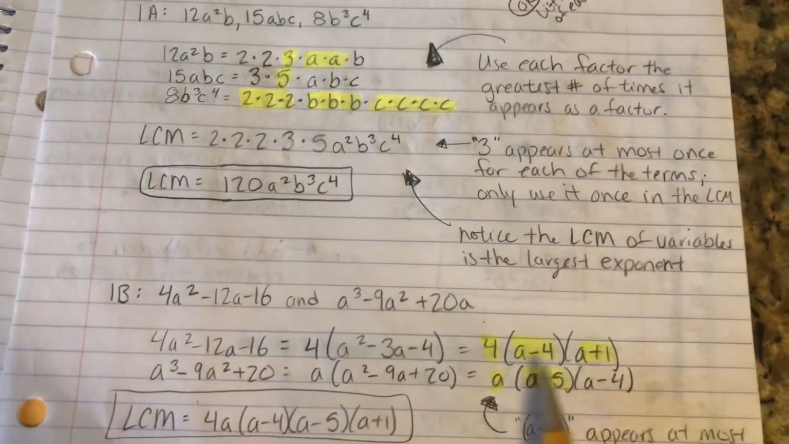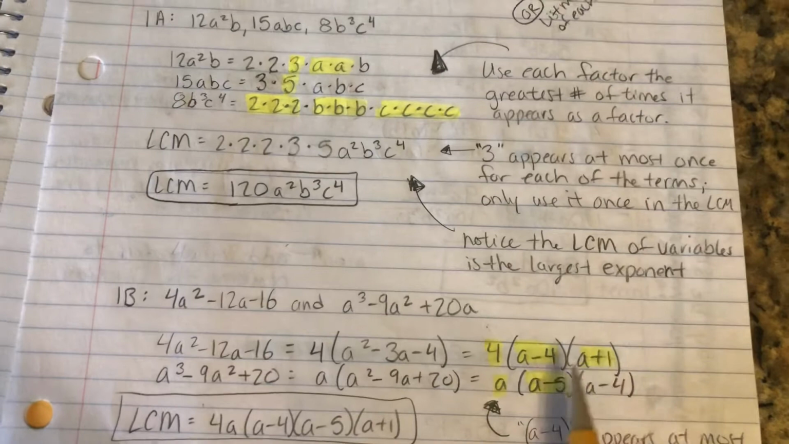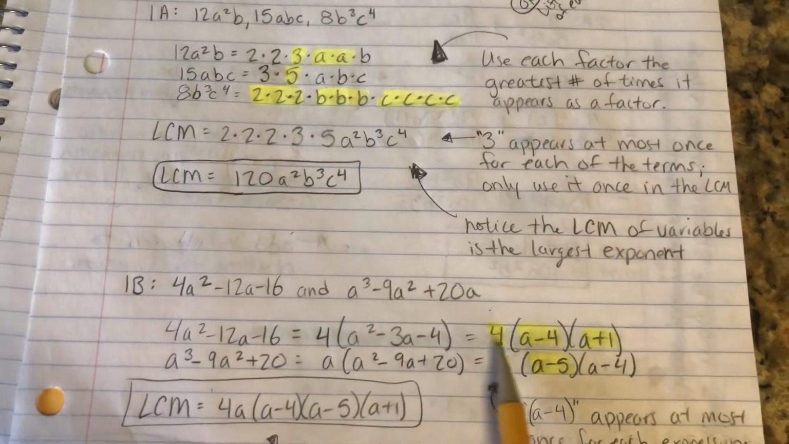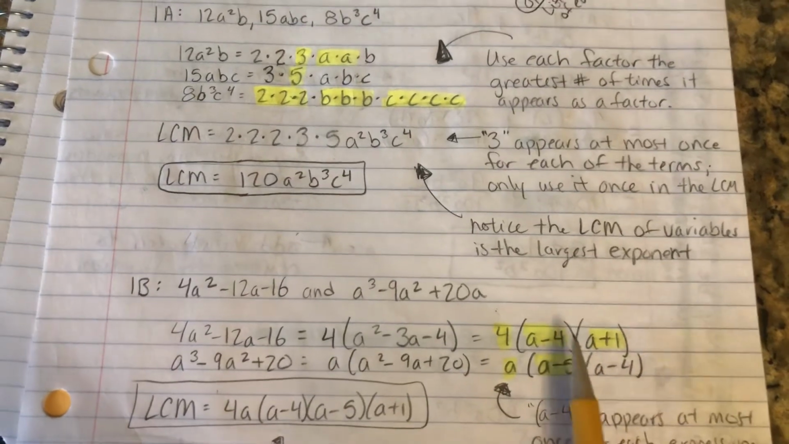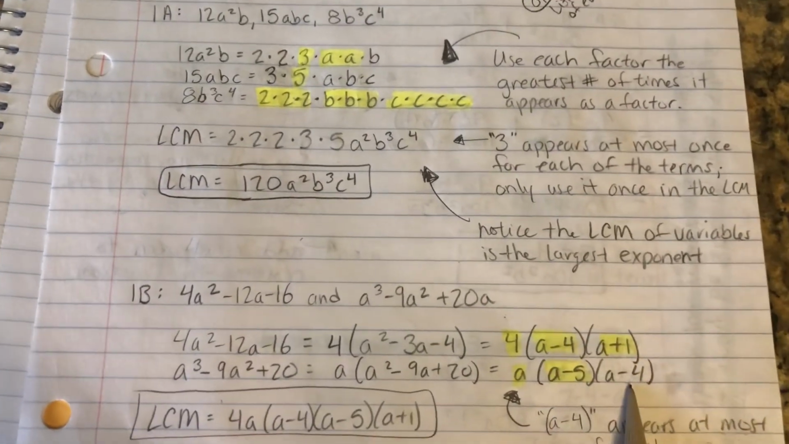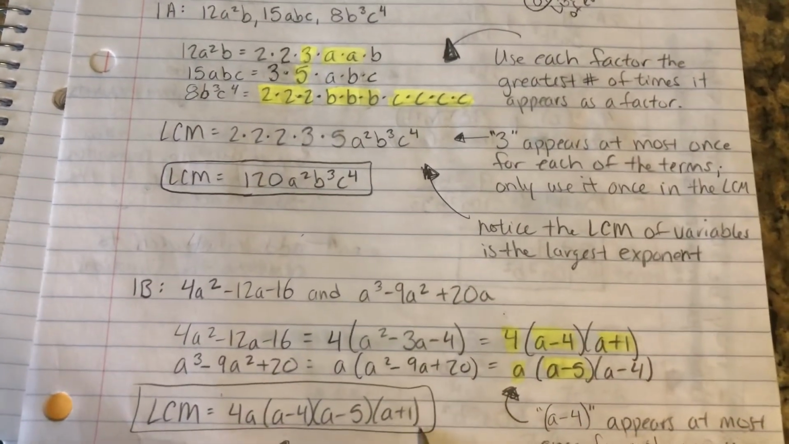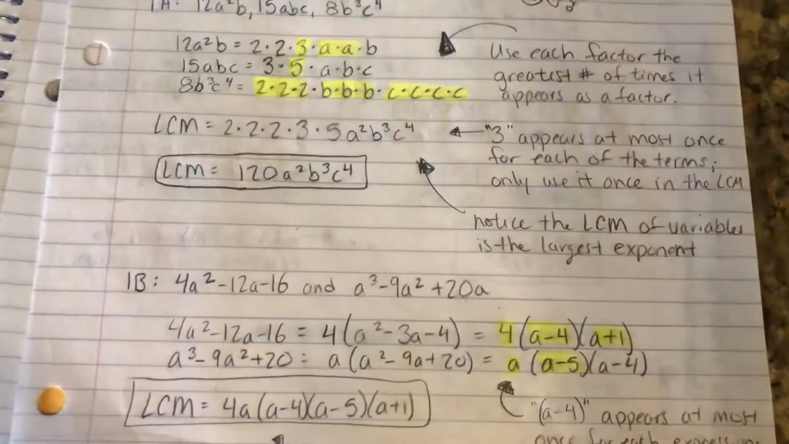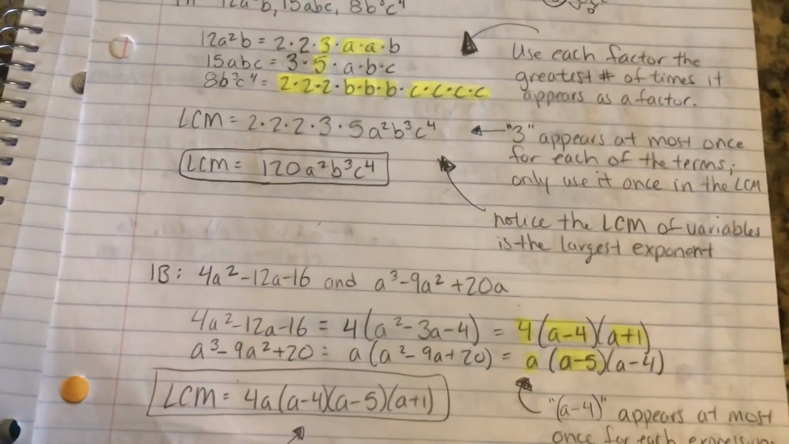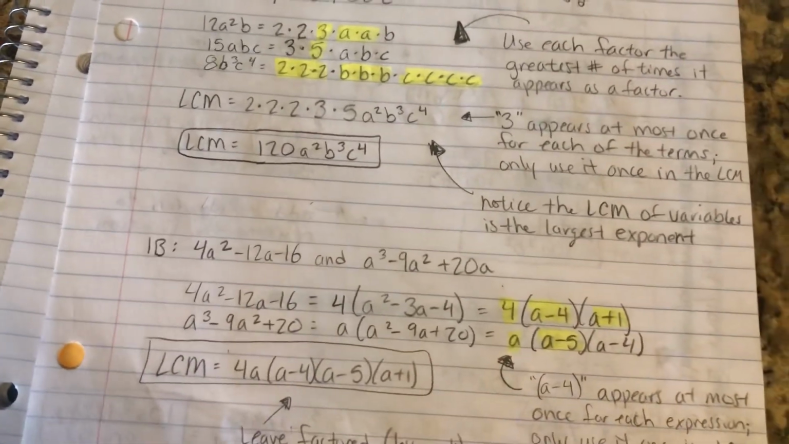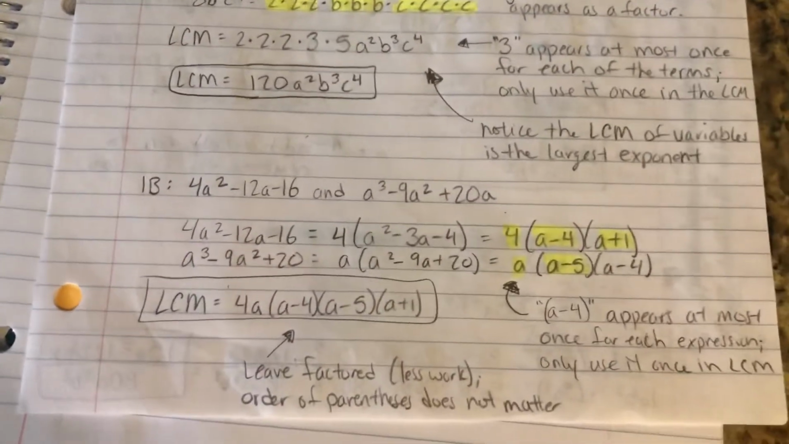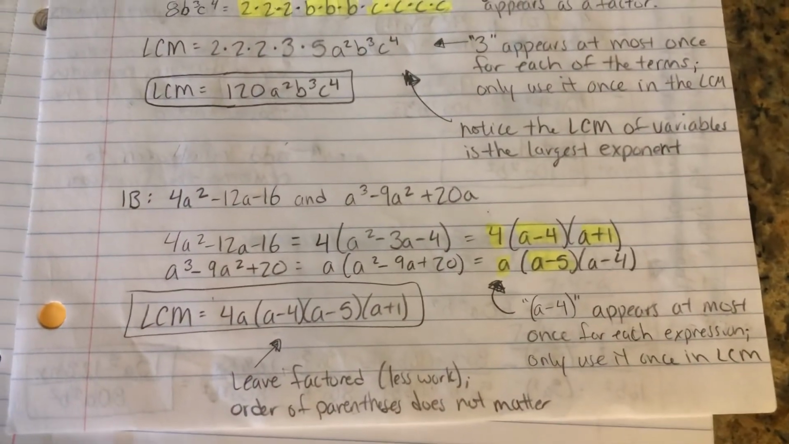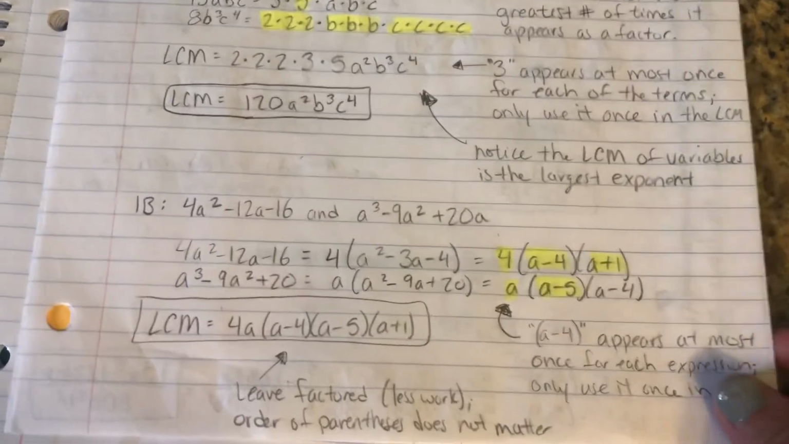And then I have an a plus 5 and an a plus 1 and an a minus 5. So you're going to include every single piece, every single factor that you have, but you don't want to repeat factors. Like in this case, we don't want to put a minus 4 twice, because that's just going to require more work in the end. You can use it to find common denominators. It's not truly the least common denominator, but it's going to require more work in the last step. Okay, so hopefully that clears up a little bit with finding least common multiples.